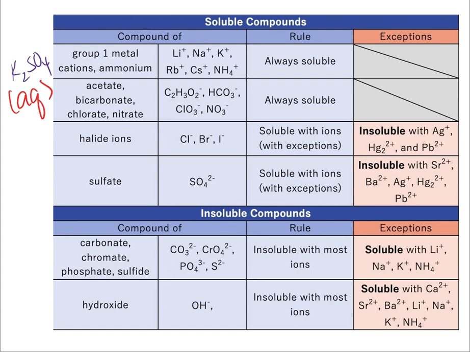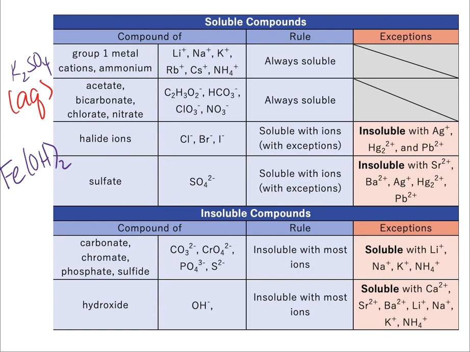So we can look at another example. Let's say we were dealing with iron 2 hydroxide. Iron is not one of those group 1 cations. Those are the only cations plus ammonium that are listed. Everything else is an anion. So we have to focus on the anion that is present. In the case of iron 2 hydroxide, the anion, the negatively charged ion, is hydroxide.